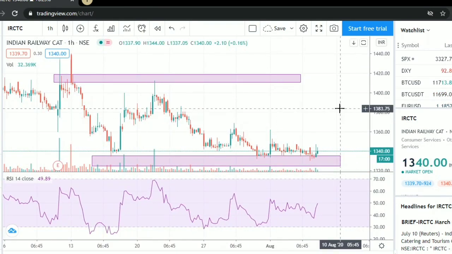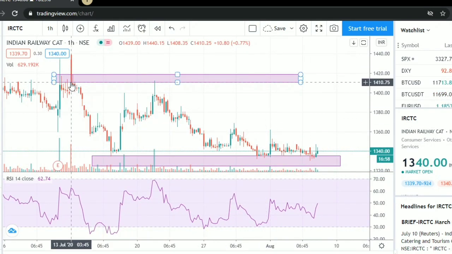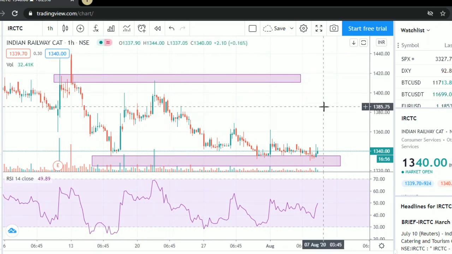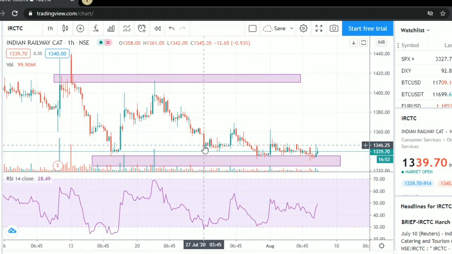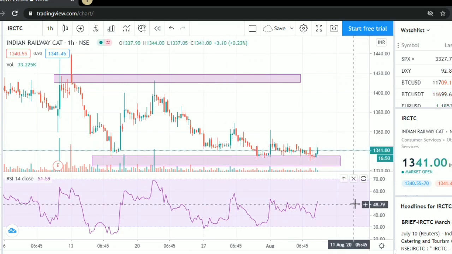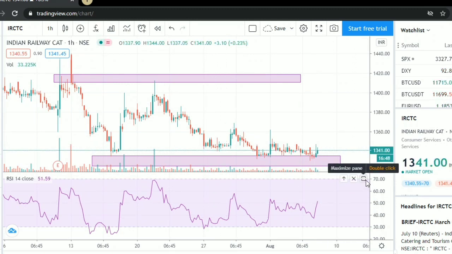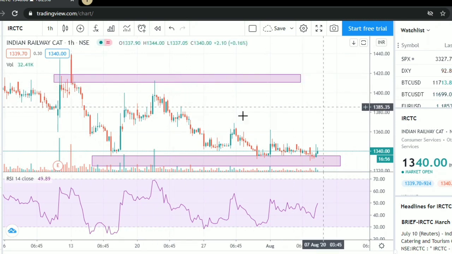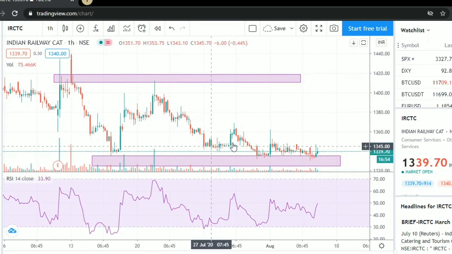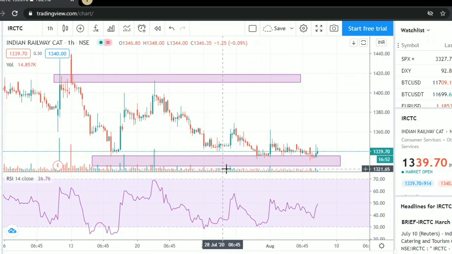Why we need to know about support and resistance is to take trades, because these are high probability zones. We can buy IRCTC at 1300, and suppose if it goes down, we must immediately exit. Even at 1290 we can exit, but on the other side if it goes up, it will actually reach 1400 because that is the next resistance level. So that is a good bet.